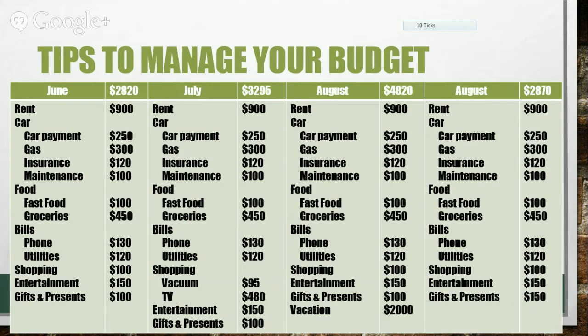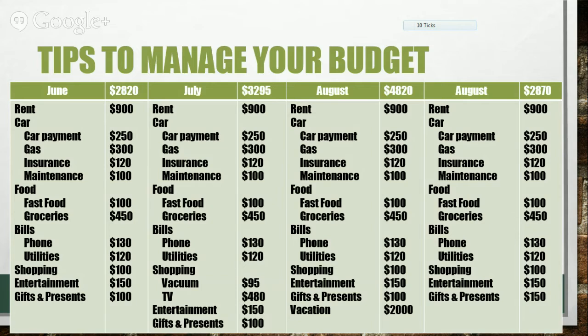And for rent, you pay $900. Then you see the breakdown in your car. For car payments, you pay $250. For gas, you spend about $300. For car insurance, you spend about $120. And again, maybe you'd want to do what I do and just put $100 for maintenance every month in there.